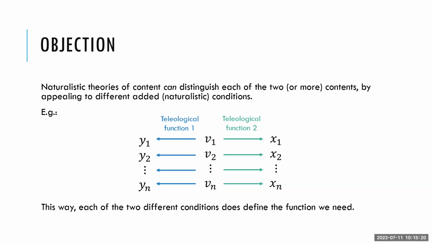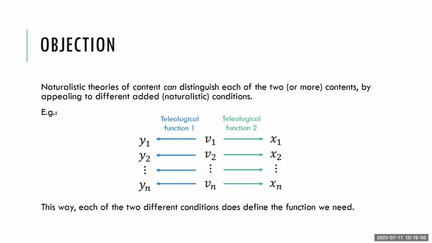So they could say, right, V is a representation of X because it tracks X, but there are also other conditions. Maybe it's the teleological function of V to represent X, and that's what makes it a representation of X. And it also has a different teleological function, which is fine, and that's what makes it a representation of Y. So we have each of the two different naturalistic conditions defining two different contents, and everything's fine.